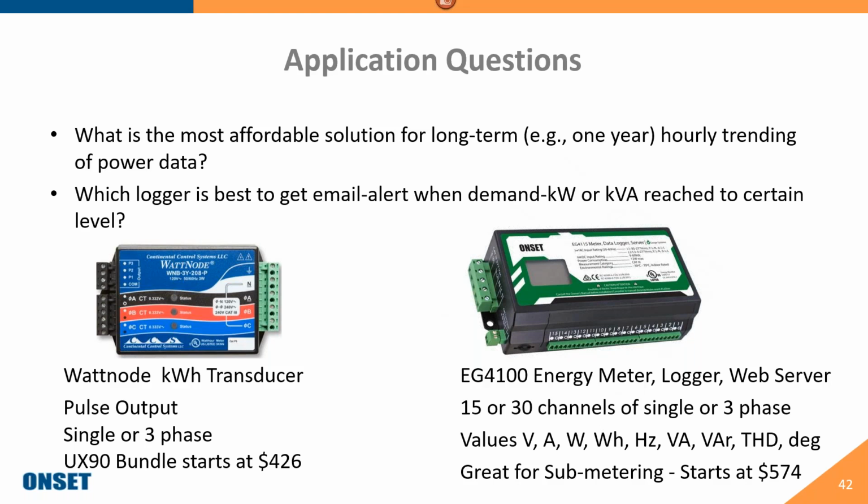With this, there are a lot of different channels and a lot of different settings that you can set up. But one of the things you can do is, if you reach a particular demand level over a period of time, so let's say your typical work day, you can then receive alerts with that. So I would definitely check out the EG4100 series. It's available in 15 or 30 channels, and you can mix and match whether that's single phase or 3-phase.